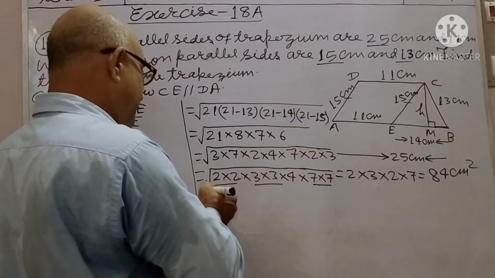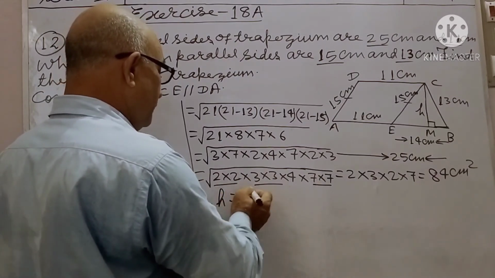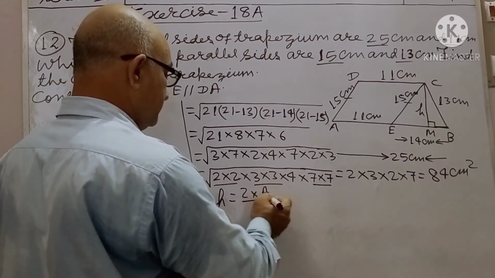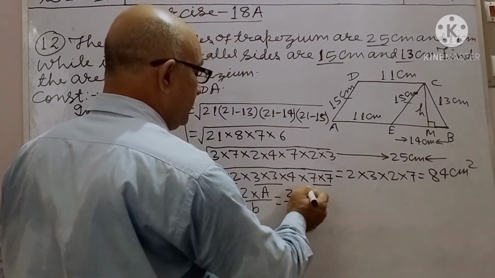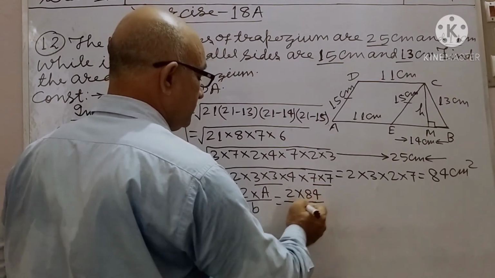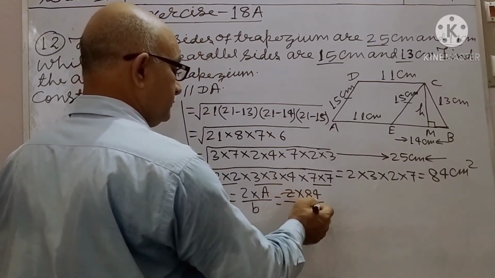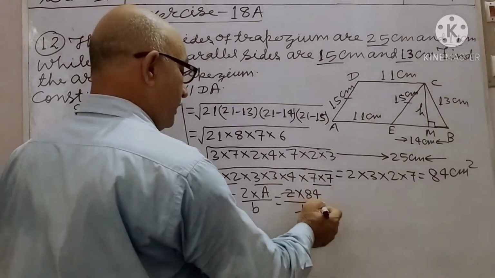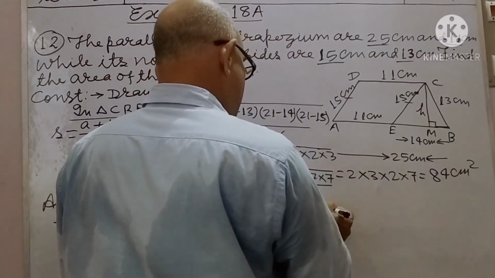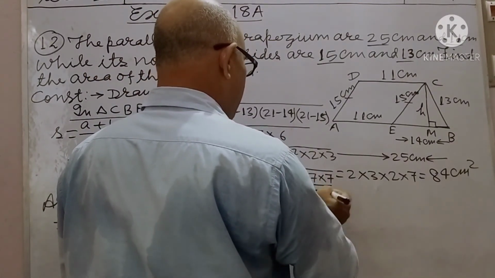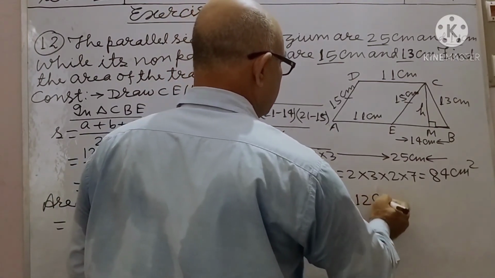So find height equals 2 into area by base equals 2 into 84 by 14. 7 twos are 14, and 12 sevens are 84. 12 cm.